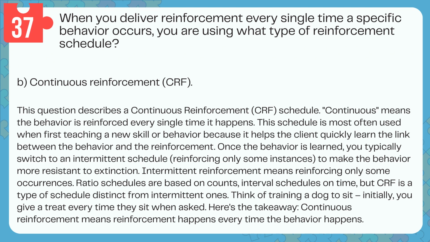This question describes a continuous reinforcement, CRF, schedule. Continuous means the behavior is reinforced every single time it happens. This schedule is most often used when first teaching a new skill or behavior because it helps the client quickly learn the link between the behavior and the reinforcement. Once the behavior is learned, you typically switch to an intermittent schedule, reinforcing only some instances, to make the behavior more resistant to extinction. Intermittent reinforcement means reinforcing only some occurrences.